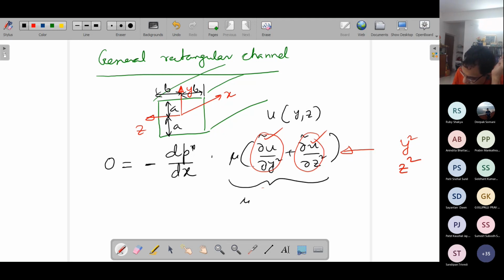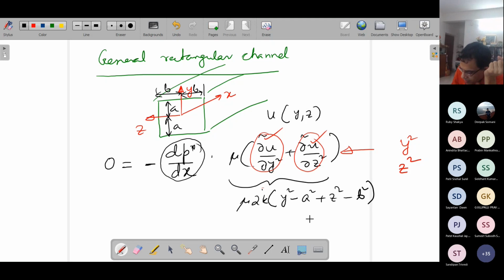This one as mu into 2k into y square minus this one a square plus z square minus b square. Clearly, this will not satisfy this equation because this is a function of x. Here somehow y, z, all those things are appearing. So that means that clearly the approximate solution is definitely approximate because it is not satisfying the governing equation.